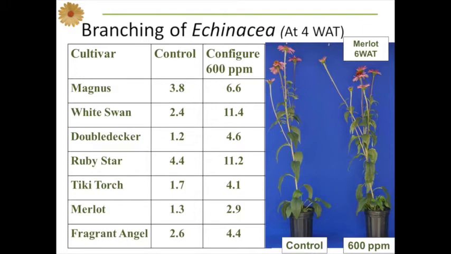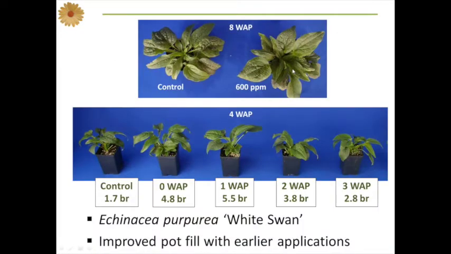And one of the things I like to point out with echinacea is that they actually increase the capacity of the plant to branch. A lot of the plants that we treat, we get an early increase in branching, but by the time the plants finish, they're not any different from control. But with echinacea, our treatments will increase the number of branches anywhere from 2 to 4 times, and you will see a persistent improvement in the branching of that plant in the finished crop. We can't do much about flowering, but we are getting a good increase in lateral branches, basal branches with the Configure treatments. This example shows White Swan.